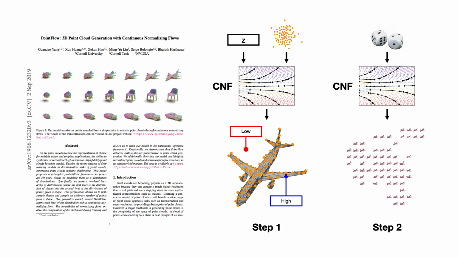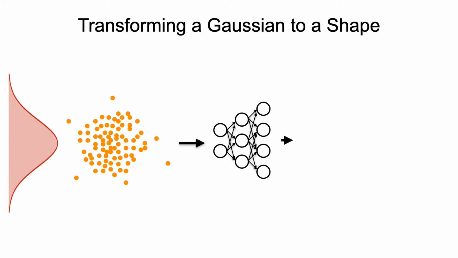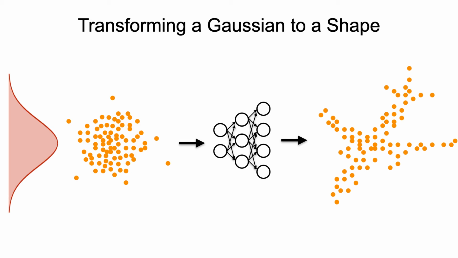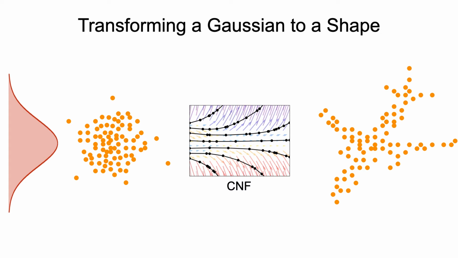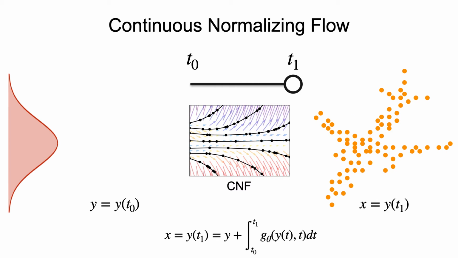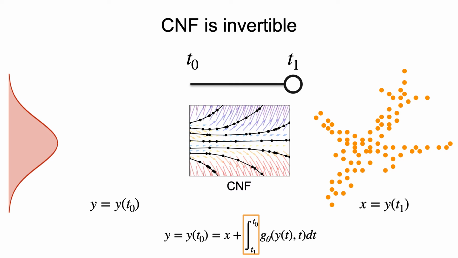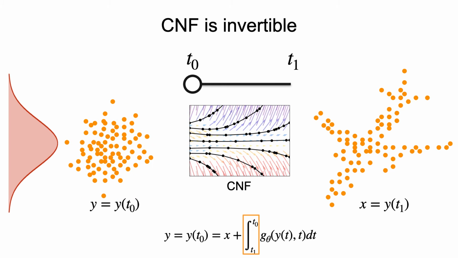Here, we would like to train a model that can produce a point cloud. The key challenge is how to model the distribution of points. One way to achieve that is to learn the mapping from a simple distribution, like a Gaussian, to a more complicated one. Here we use a model called continuous normalizing flow, introduced in the Neural ODE paper. Specifically, a CNF models a transformation of points by moving them according to a vector field g theta.